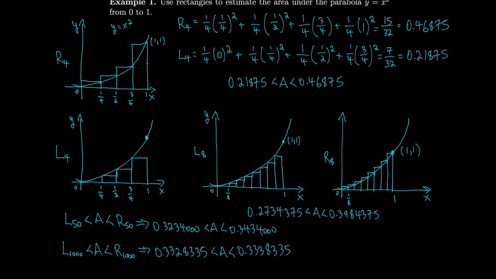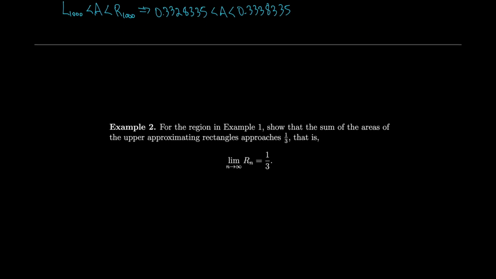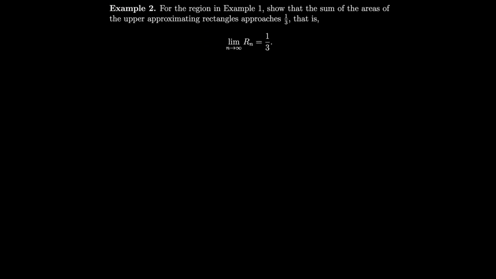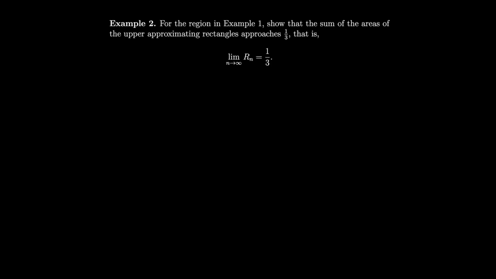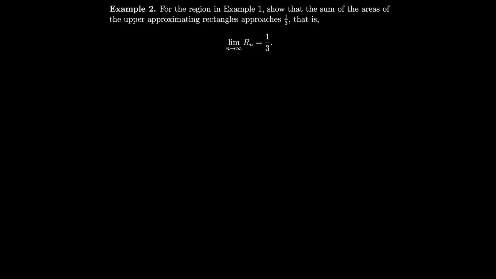Why don't we actually go and find the limit? So for the region in example 1, let's show that the sum of the areas of the upper approximating rectangles approaches 1/3. That is, the limit of Rn is 1/3. By the way, notice that it didn't matter whether we went from the right, the upper areas, or the left, the lower ones. They both approach 1/3. So we'll take this limit of Rn, but we would expect the limit for Ln to also be 1/3.